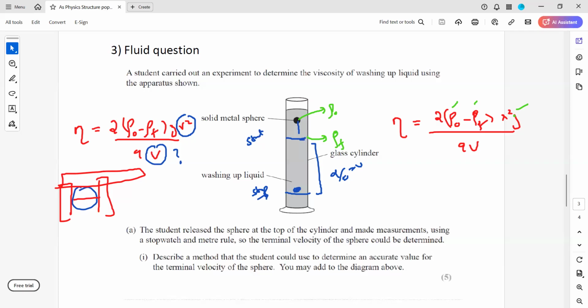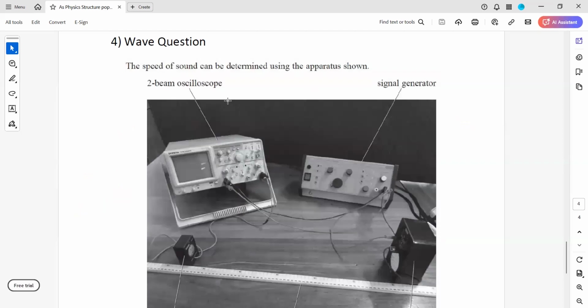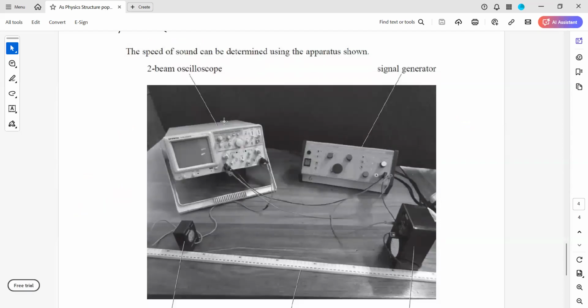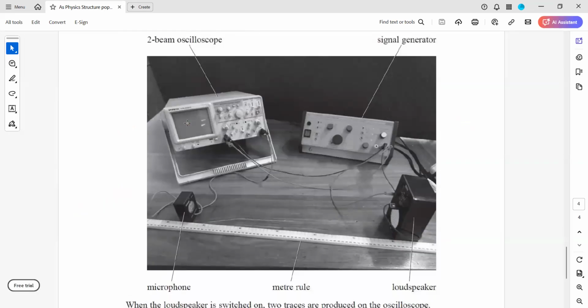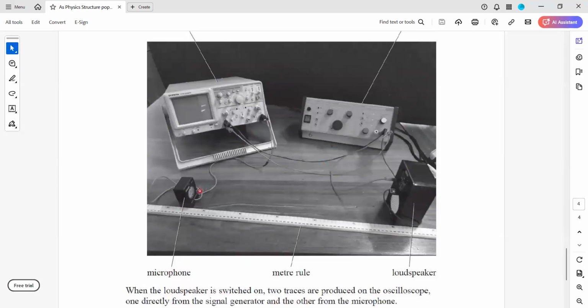Next we have the experiment to find the speed of sound in air. The speed of sound in air can be determined using this apparatus. We have a CRO, a cathode ray oscilloscope. We have a microphone which will detect the sound. We have a loudspeaker which will produce the sound, and we have a scale, a ruler. By looking at this setup, what do you understand? To work out the speed, we need distance and we need time.